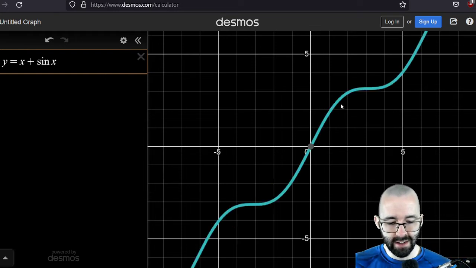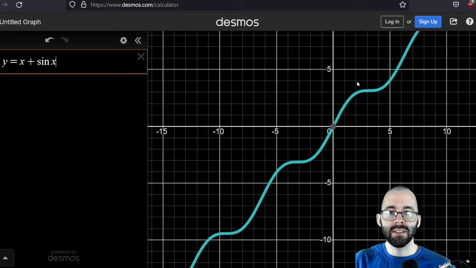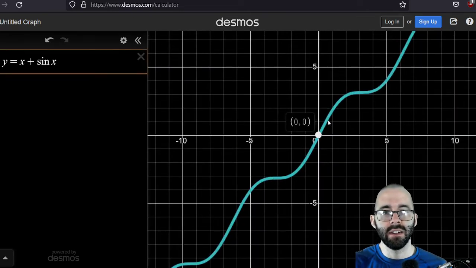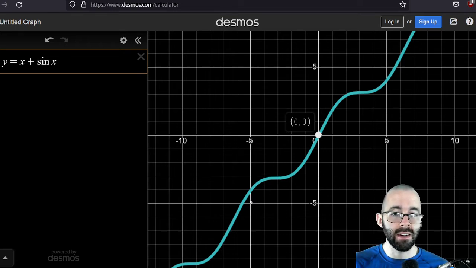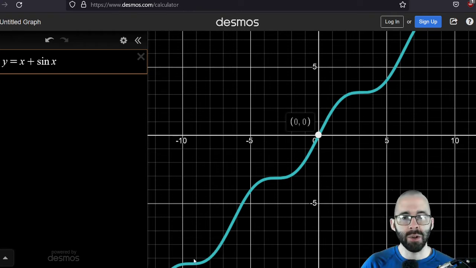So right off the bat, there's not going to be any absolute extrema, right? This gets bigger and bigger and bigger forever. But it looks like there are horizontal tangent lines here. It looks like there are critical points here. But we're not looking for critical points here. We're only looking for absolute and local extrema.